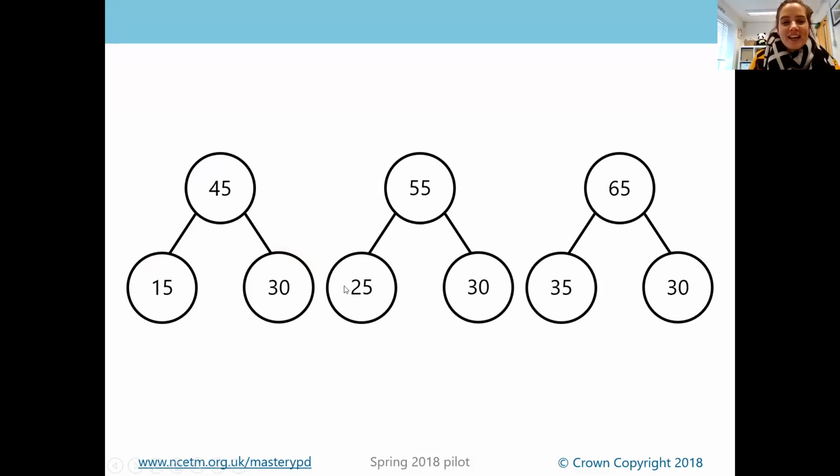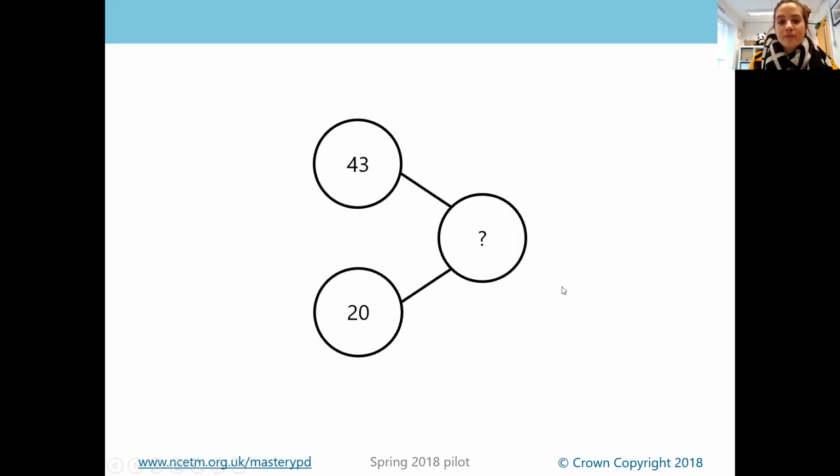We're increasing our groups of 10 here, but our ones digit is always staying the same. We've got 15, we've got 25, and we've got 35.